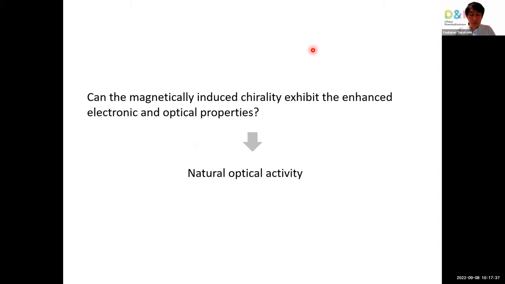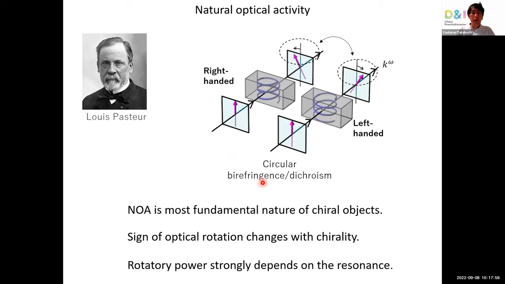Okay, so far I talked about the symmetry of the spin spiral. Next, we talk about some electronic or optical response of the spin spiral. So we focus on the natural optical activity. Natural optical activity is the most fundamental nature of the chiral object. Any chiral object can show the optical activity.